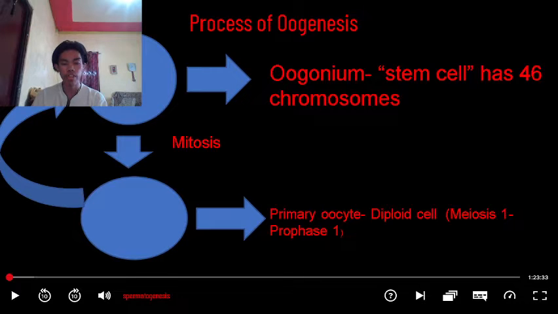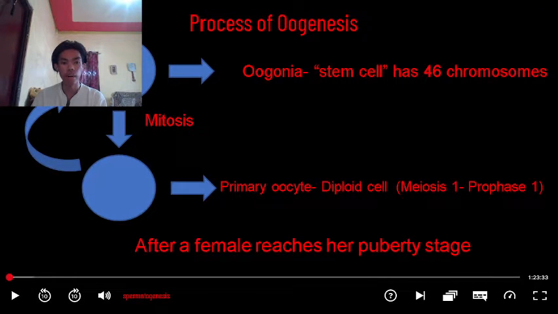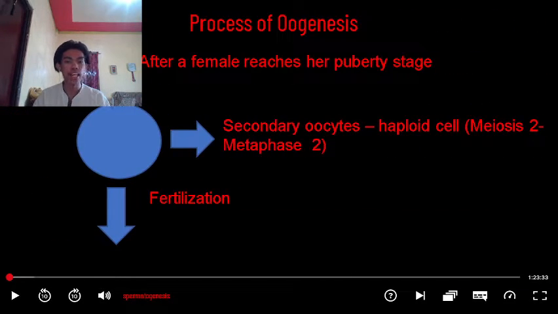Okay? So what will happen if a female reaches her puberty? Ano yung mangyayari pag na-reach na ng isang babae ang puberty stage niya? Okay, so after a female reaches her puberty, and when the primary oocyte finishes its meiosis 1 or its division, it will develop into a secondary oocyte. Yan yung mangyayari after a female reaches her puberty stage.